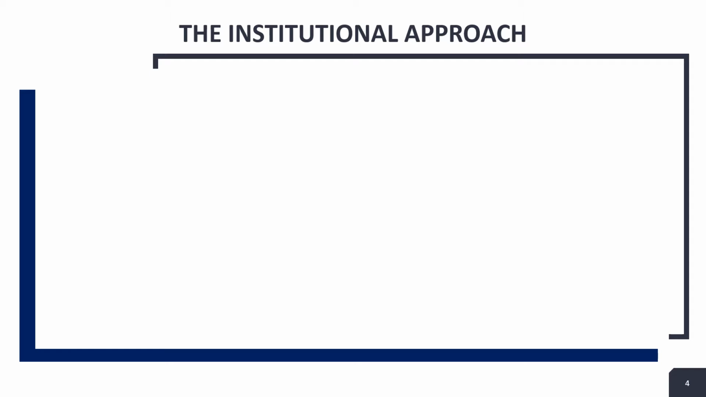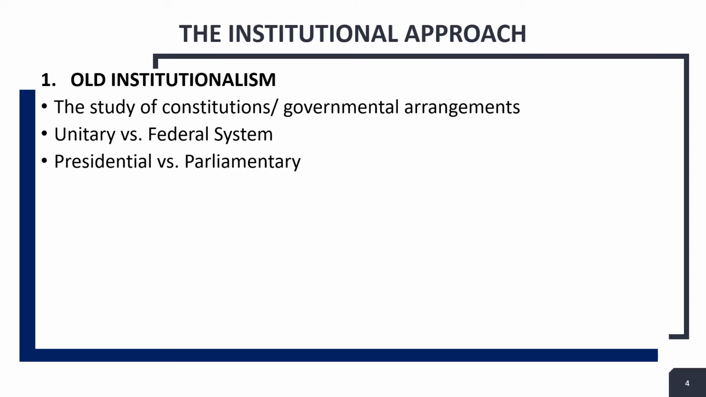At this point, I want you to review your notes on the traditional legalistic approach as this pertains to old institutionalism. If you remember, we said that old institutionalism, or the traditional legal approach, is focused only with the study of constitutions or governmental arrangements. Old institutionalism focused on classifying governments. As legalistic language is used in the study of political science, this created the impression that political science can be the best pre-law course for political science students.